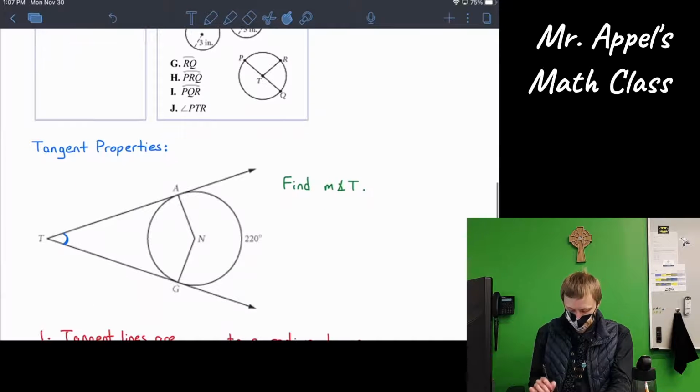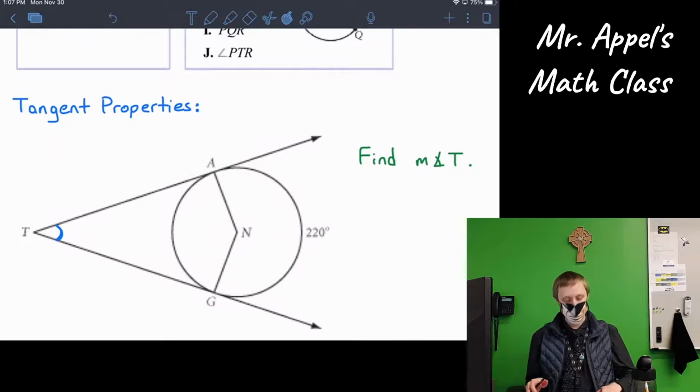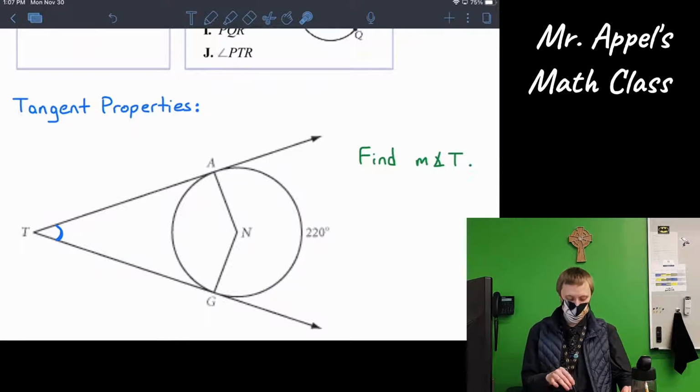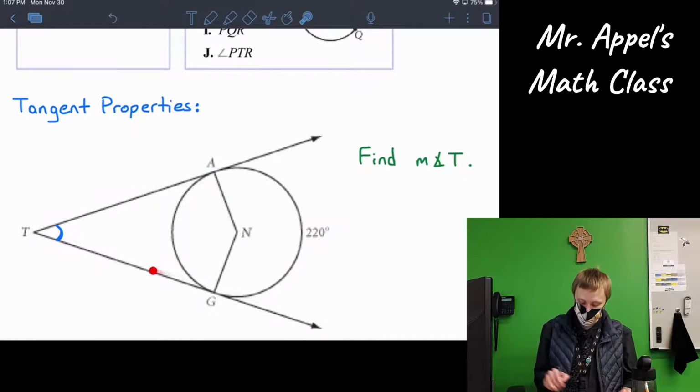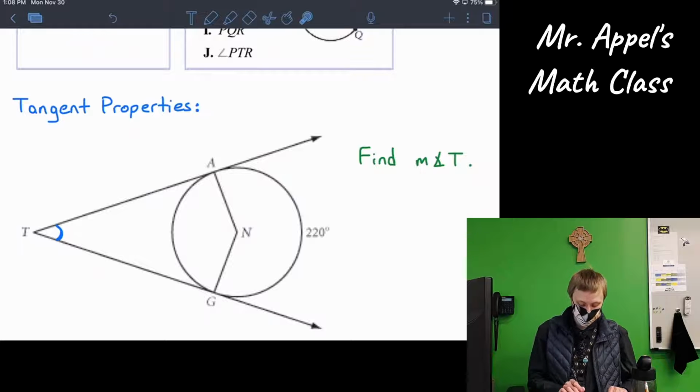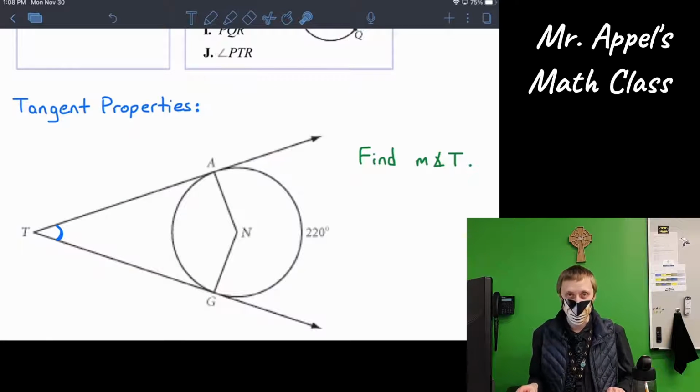Okay? So our tangent properties. These show up a lot in some kind of example like this. Right? We've got our circle and our lines set up here. This is a pretty common setup. We've got two tangent lines, in fact. So this line TA, or actually ray TA, is tangent to the circle there at A, and ray TG is tangent to the circle there at G. This is circle N. We've got two radii drawn in here. And this major arc out here is given as 220 degrees. They want us to find the measure of angle T. That's this one right over here.